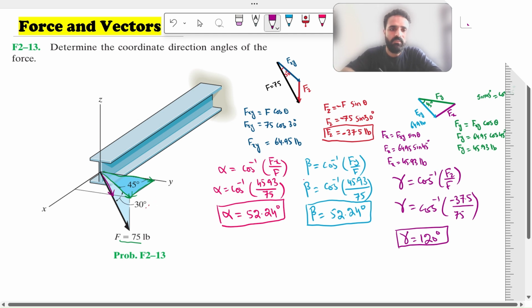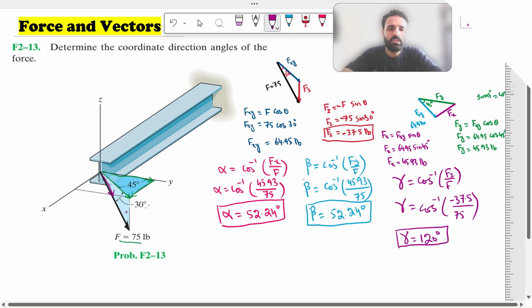Alpha is 52.24 degrees, beta, which is the angle from the y-axis to this force, is 52.24 degrees, and the angle from the z-axis to the given force, represented by gamma, is 120 degrees. I hope you understand this question, and I hope you can apply it in upcoming questions related to coordinate direction angles.